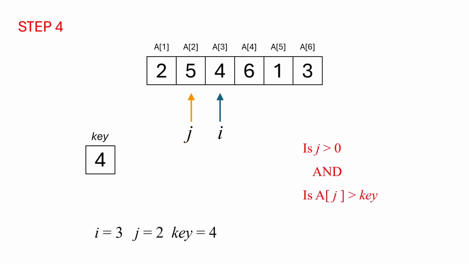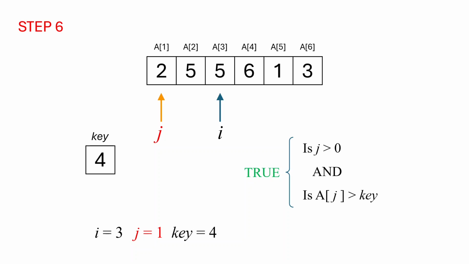I enter my loop again. I'm going to test, is j greater than 0? Well, that's true. And is the element pointed to by j greater than key? And in this case, it is true. So both j is greater than 0 and what I'm pointing to, which is a 5, is greater than the key value, which is a 4. I'm going to move the element pointed to by j into the element pointed to by I. So I'm taking that 5 and moving it up. And then I'm going to decrement j.